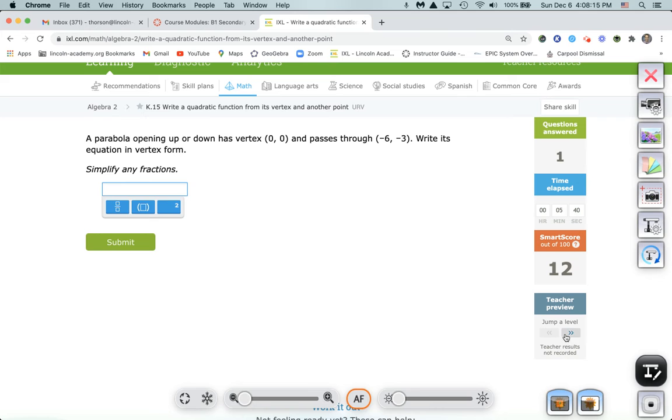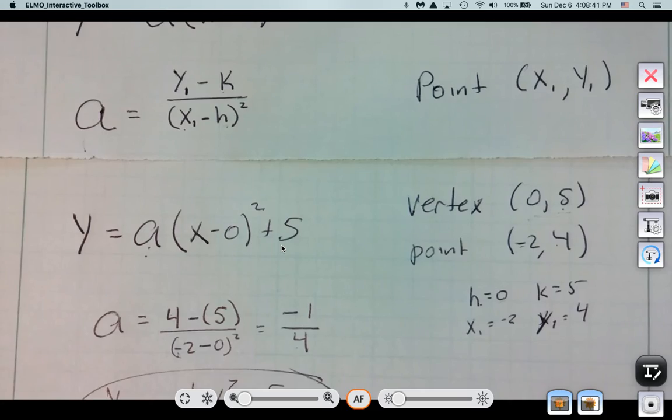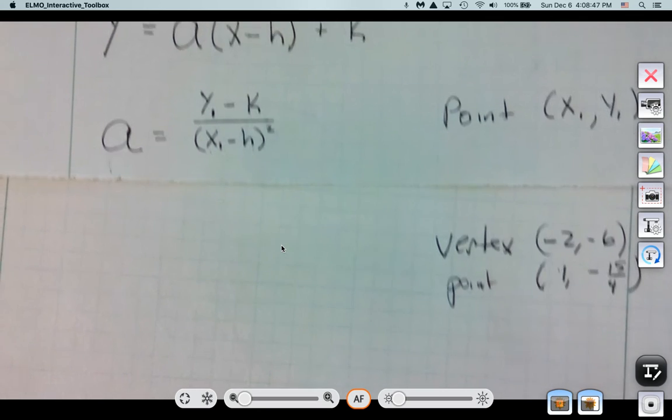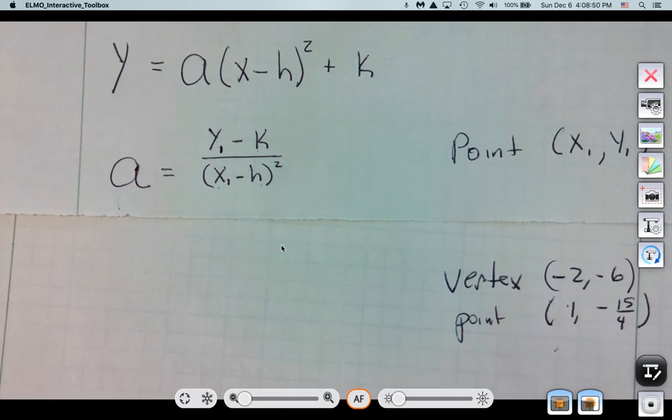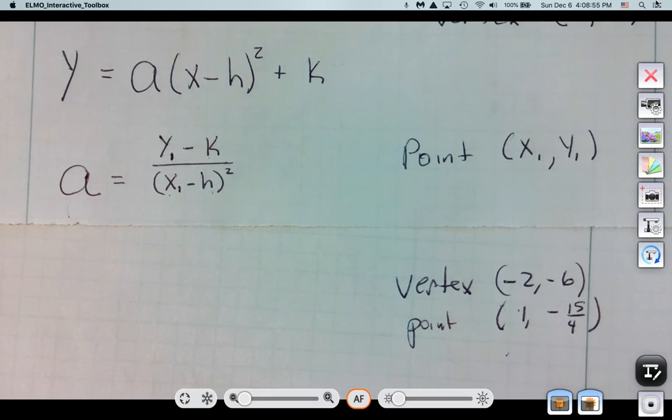Excellent. Okay, so I'm going to jump ahead because I know you're going to get some with these fractions. And you're going to go, oh, fractions, but they're no harder. So I'm going to write down that the vertex for this one is -2, -6. And the point that I'm passing through is 1, -15/4. So now I'm going to go back to my paper, and I'm going to do this whole process again with that vertex and this point. So again, it's not that difficult. I'm going to go right to finding the a value.